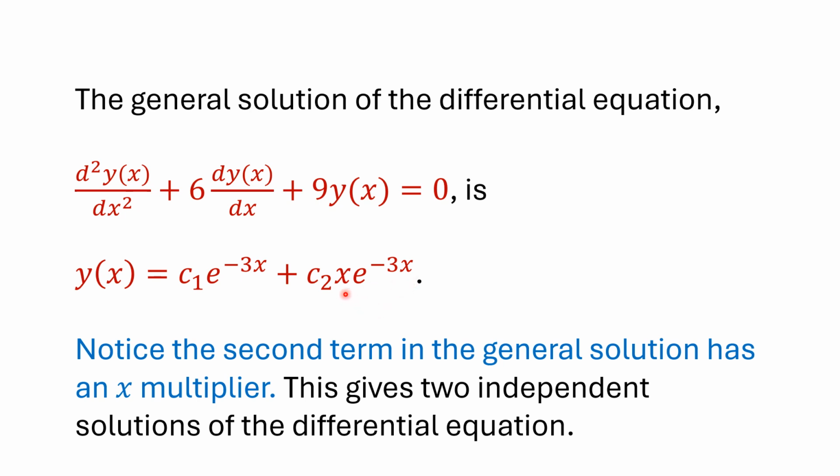This x is now giving us something that's independent and will actually work. Notice that the second term in the general solution has an x multiplier. This gives two independent solutions of the differential equation, or the total solution.